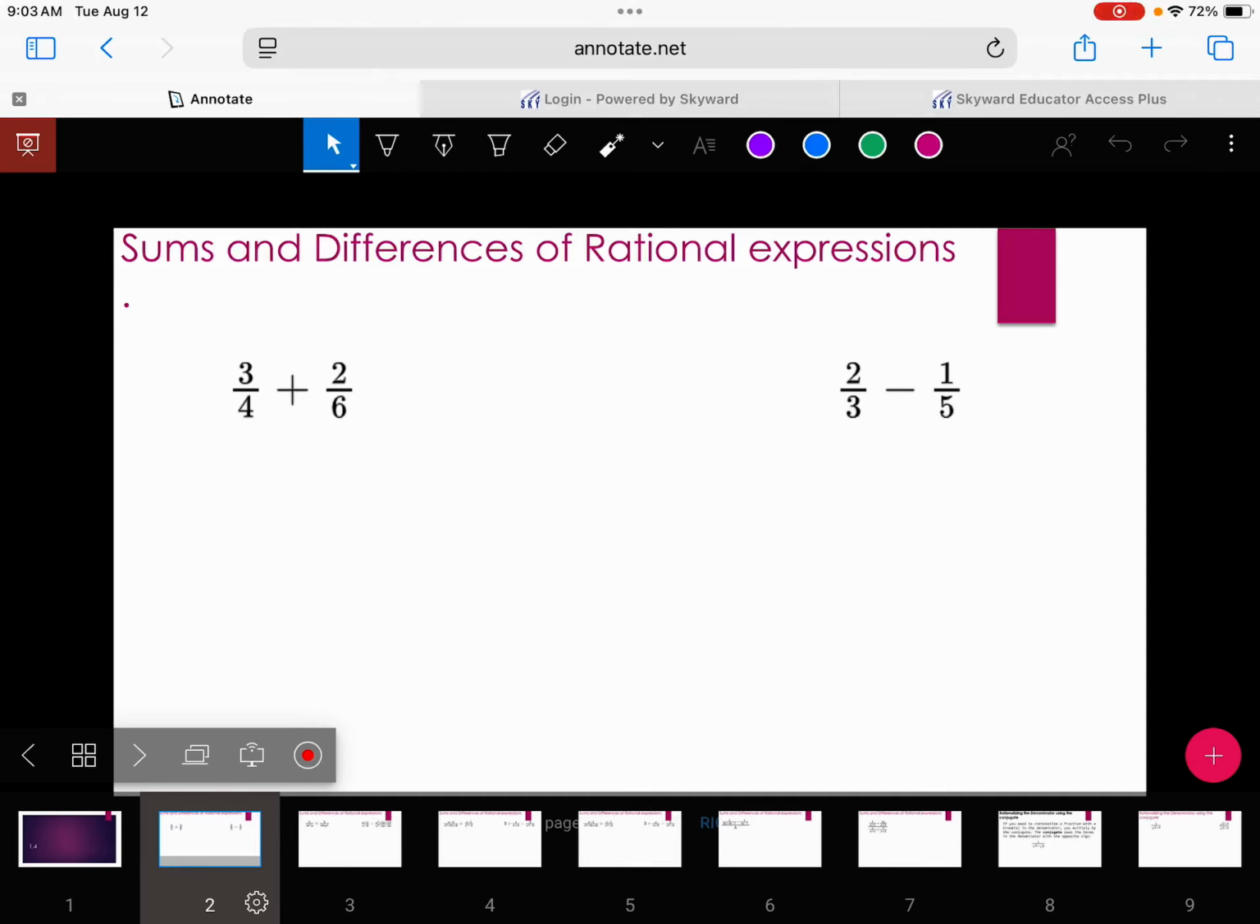Alrighty, so far in 1-4 we have done some factoring, we've simplified some rational expressions, we've multiplied them, we've divided them. All we've got left to do is adding and subtracting. Easy peasy. Famous last words.